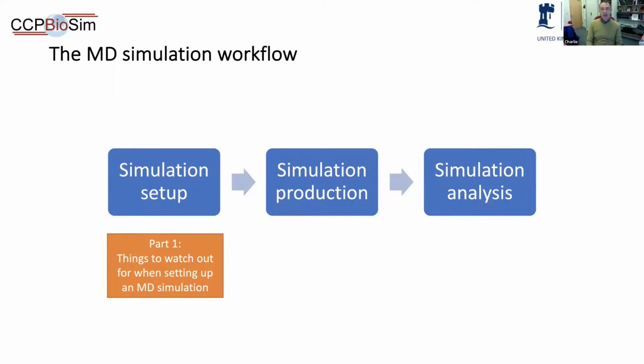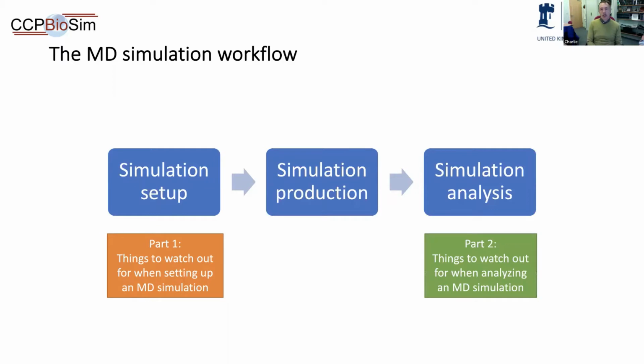And then in part 2, we'll switch to looking at the other end of the pipeline. Because again, the data that you get out of that needs to be analyzed. It needs to be analyzed in a fair and accurate way. So we'll talk again about some of the simple things that you can do to think about the way that you analyze the data that comes out of your molecular dynamics simulations.